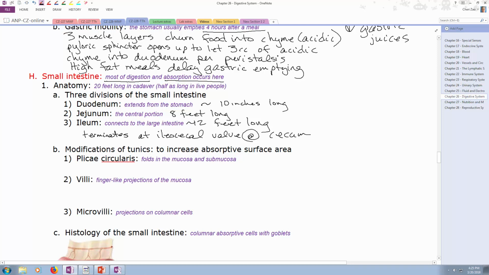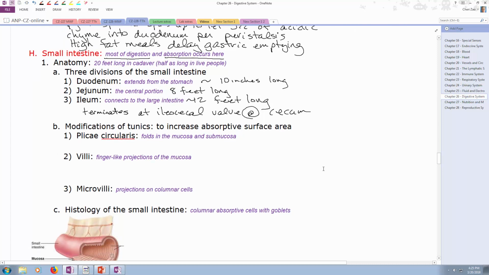And in the small intestine, because we are going to do a lot more digestion and major absorption here, we have to change the surface of the lumen, the border of the lumen of the small intestine, or the mucosa. And so that's why we have here modification of tunics designed to increase absorptive surface area. Plica is fold in Latin. So plica circularis is circular folds. And these are visible to the naked eye.